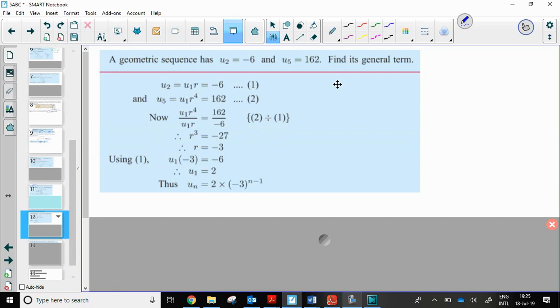If it were me, I would say that u sub 2, that's negative 6. I need to multiply that by the common ratio cubed in order to get u sub 5. And then I would just divide by negative 6 and take the cube root to get r from there. And that obviously looks pretty similar to what they've got going on over there. But again, whether you want to use the system or not doesn't matter.